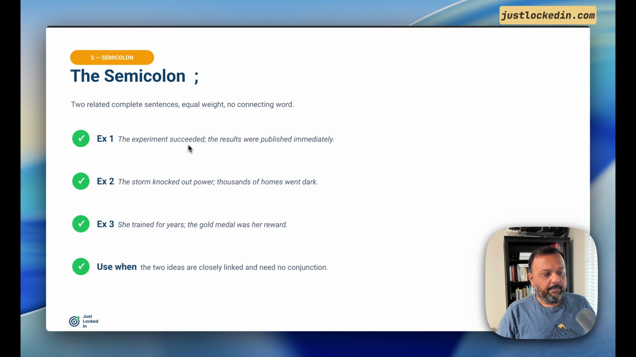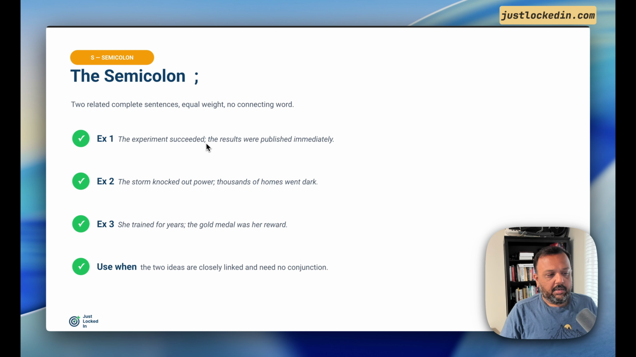And when you start the second one, you don't use an uppercase T. Okay. It's still a lowercase t. Only in the case of a full stop would you use an uppercase T. All right. So that's the subtle difference between a semicolon and a full stop in terms of usage. Okay. Similarly, the storm knocked out power. Thousands of homes went dark. She trained for years. The gold medal was her reward.